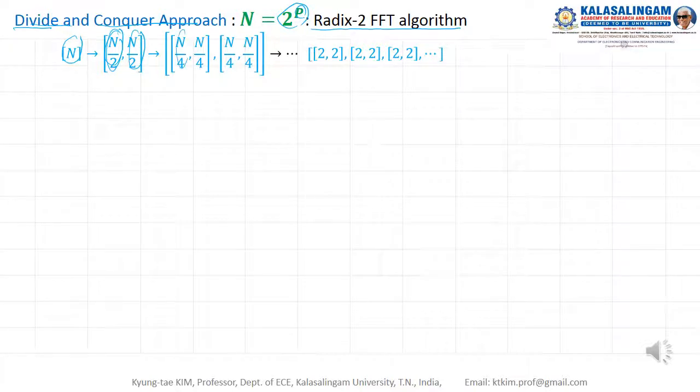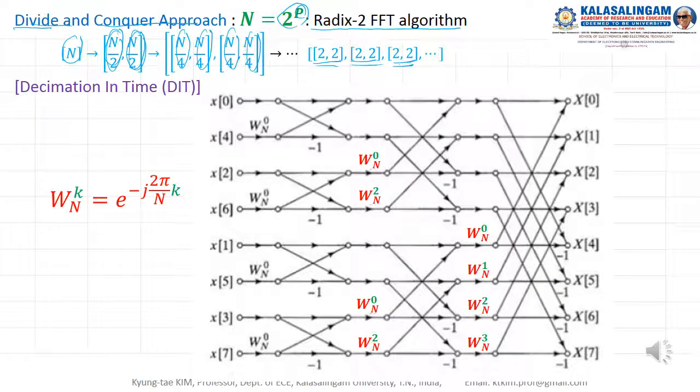We can divide n by 2 again into n by 4, n by 4. This n by 2 is divided into n by 4, n by 4, and we continue this process down to 2-point DFTs like this. For example, this one. Now this is x[0] to x[7]. Also, you can see the order is sorted in some way, some point method. Okay, let me skip this.